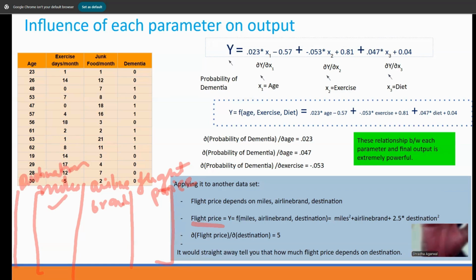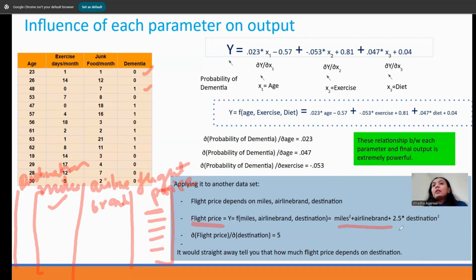Now here your flight price is a problem of a continuous variable. So first of all, you would not apply the sigmoid function because your answer will not be 0 and 1. You will be applying something like a linear activation function. And then if I do the same thing and start plotting, maybe I have an equation like this: mile square, air brand, plus 2.5 into destination square.